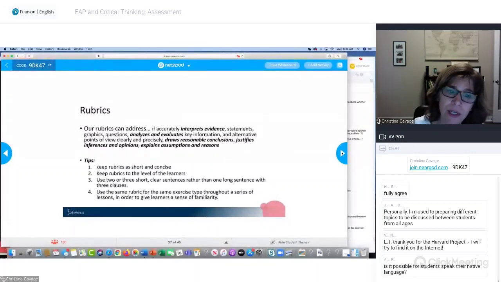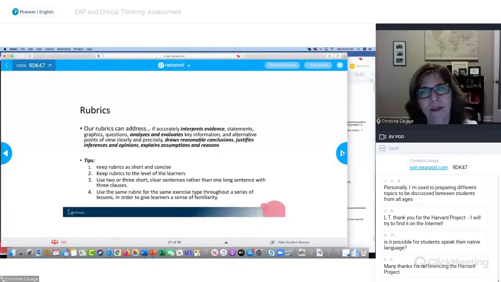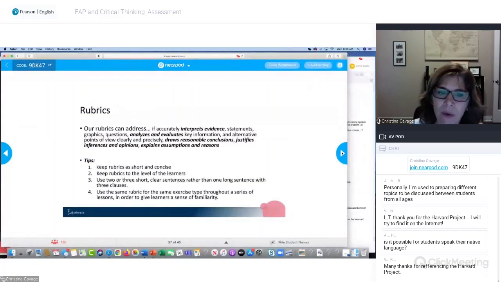It's also important to use two or three short, clear sentences rather than one long sentence with two or three clauses in it. The rubric is not so much for us as for the student, and I think we lose sight of that a little bit, right? It's to guide the student to be successful in whatever that endeavor might be, but it also provides the student with feedback. If the student can't understand where the gaps are, then they can't improve in those areas. So really, two to three short, clear sentences rather than one really long sentence.